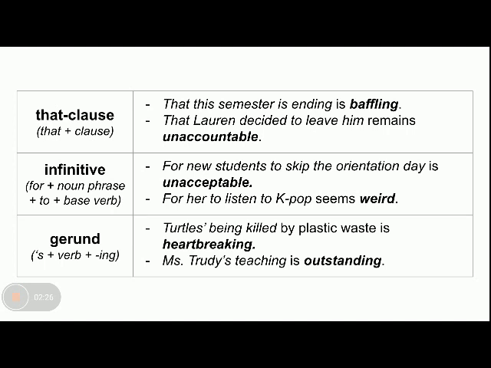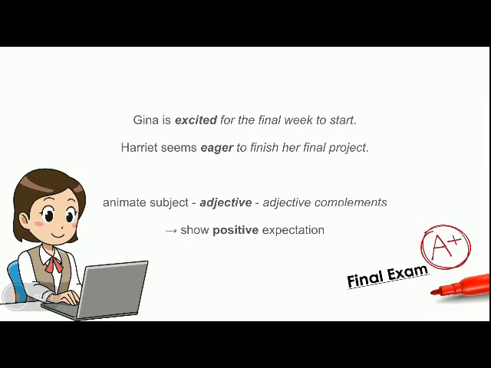The last type is gerund, consisting of possessive or apostrophe s plus verb plus ing. The first example, turtles being killed by plastic waste is heartbreaking. Turtles being killed is the complement, and heartbreaking is the adjective. And the last example is Miss Trudy's teaching is outstanding. Miss Trudy's teaching here is the complement, and outstanding is the adjective.